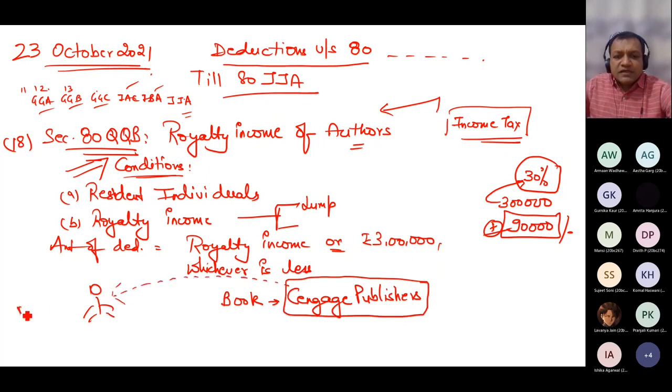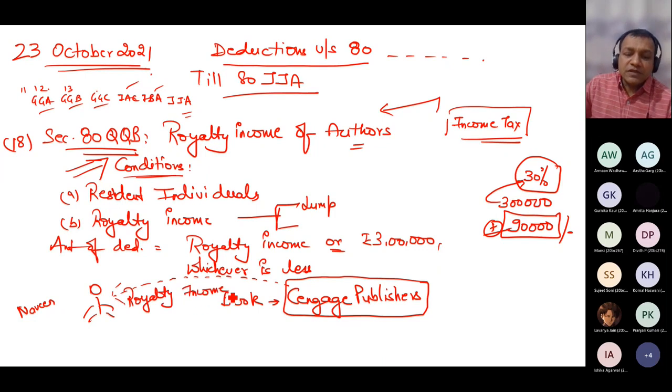So this person, Naveen, is earning royalty income. Naveen is an author who has published books from Singage Publisher. So this person is earning what? Royalty income. Now, what is the basis of earning royalty income? There are two different ways, either lump sum consideration or percentage base.